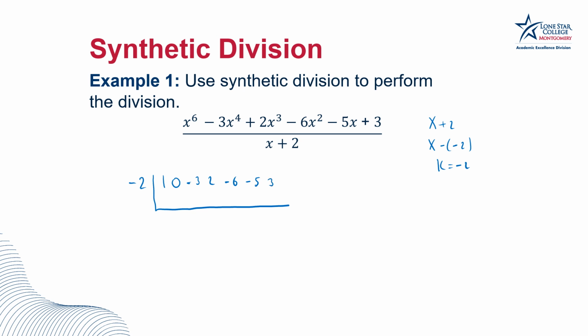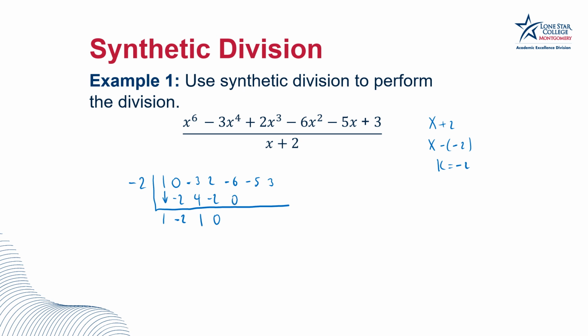So when we do synthetic division, the first thing we do is bring the 1 down, then multiply. Negative 2 times 1 is negative 2. Put it right under 0. 0 minus 2 is negative 2. Then we multiply again. Negative 2 times negative 2 is positive 4. Negative 3 plus 4 gives us 1. Negative 2 times 1 is negative 2. 2 minus 2 is 0. And then 0 times negative 2 is 0.